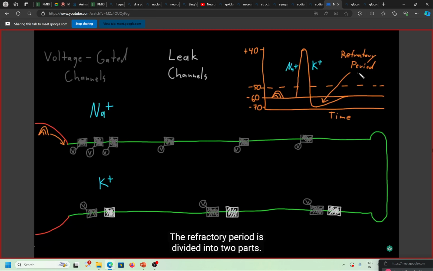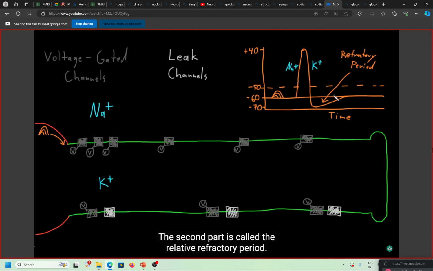The refractory period is divided into two parts. The first part is called the absolute refractory period, and it's absolute because the voltage-gated sodium channels, when they first close, are in a special state called the inactivated state, and they are unable to open at any membrane potential for a brief time, so that no matter how much excitatory input comes into the neuron, you can't trigger another action potential during the absolute refractory period.